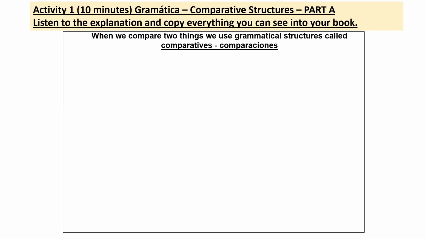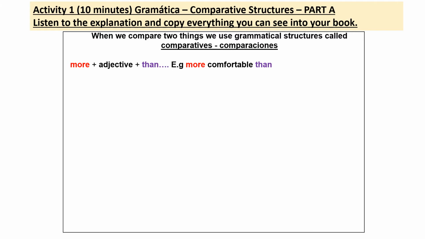Well done, Year 8. Okay, so for activity 1, I'm going to explain to you how comparative structures work in Spanish. There are 3 parts to this explanation, part A, part B, and part C. When we compare 2 things, we use grammatical structures called comparatives, comparaciones. Let's have a look at how we would say that something is more something than something else.